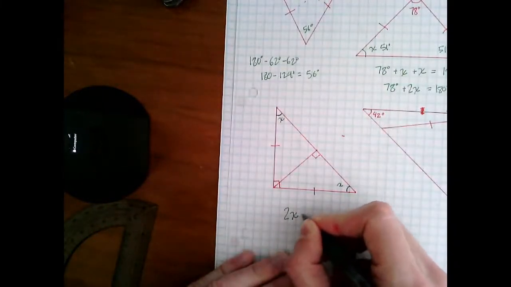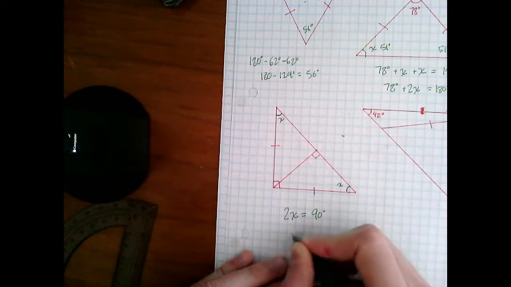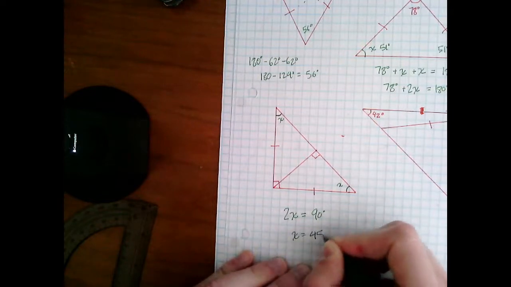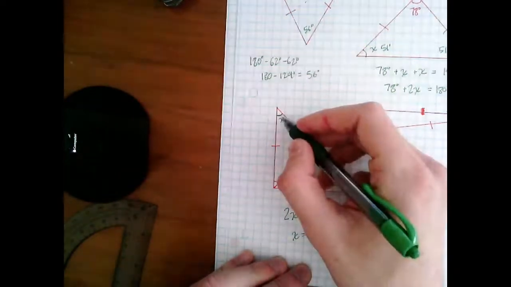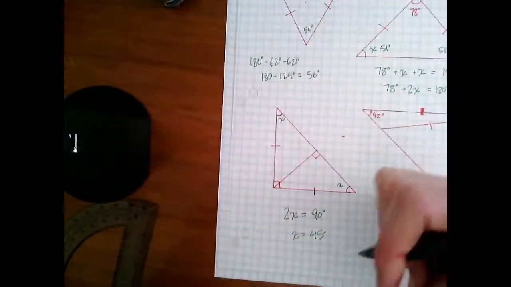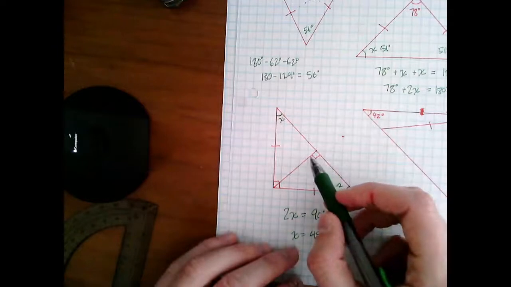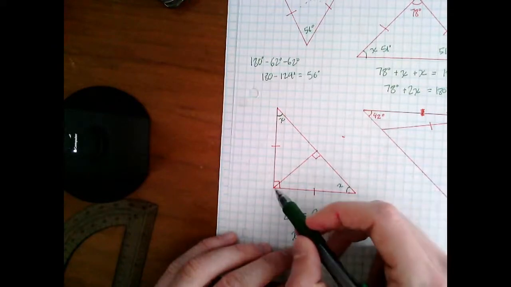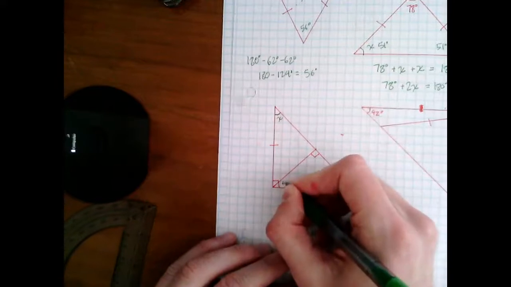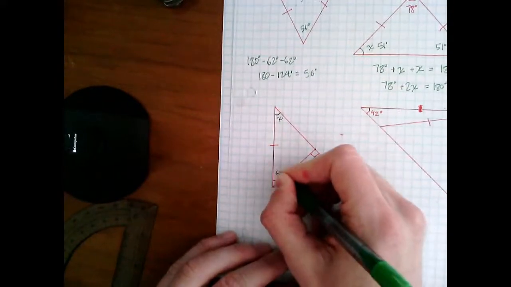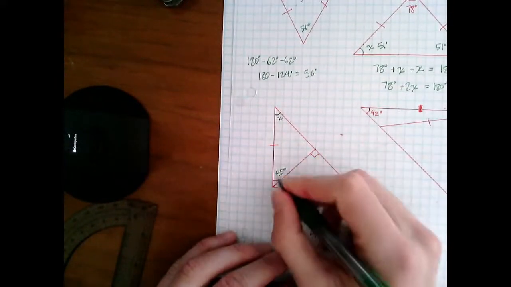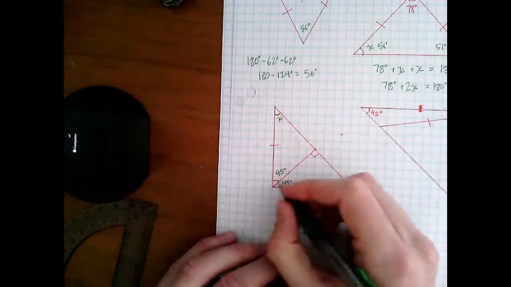Two x's have to be equal to 90 degrees, or each x should be 45. Because 45 plus 45 is 90. They're equal to each other. Seems to check out. And if this is actually a right angle too, if that's 45 degrees and I cut this in half, that would be 45, and that would be 45. And 45 plus 45 is 90, which makes a right angle.